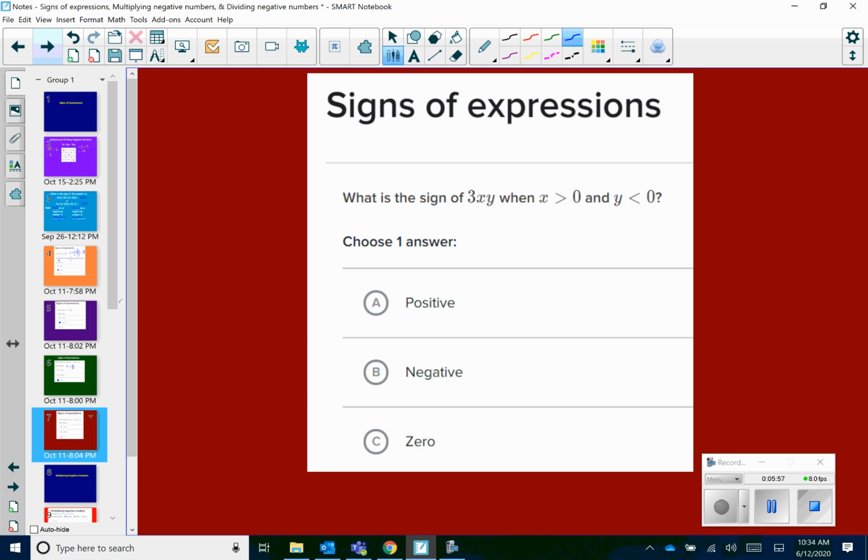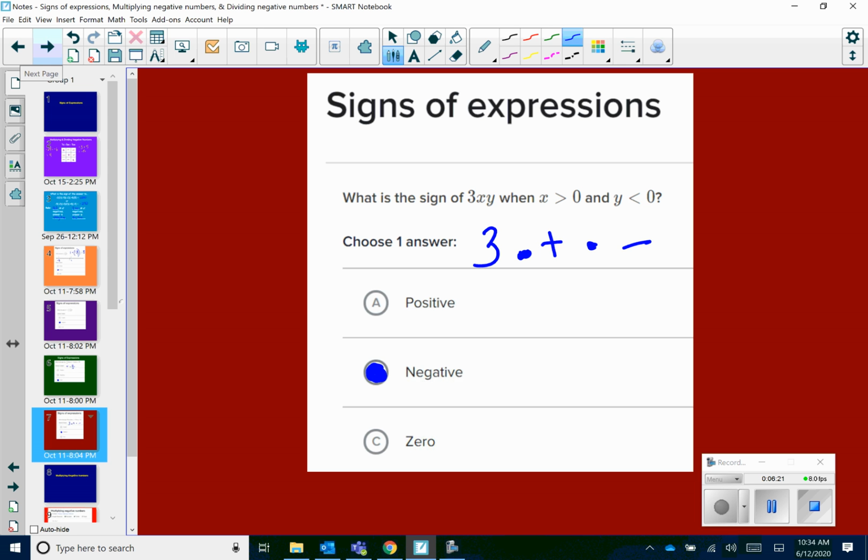Let's try another. What is the sign of 3xy when x is greater than 0 and y is less than 0? So we've got 3 times, if x is greater than 0, that's a positive. And if y is less than 0, that's a negative. I have one negative, which means my answer is going to be negative.